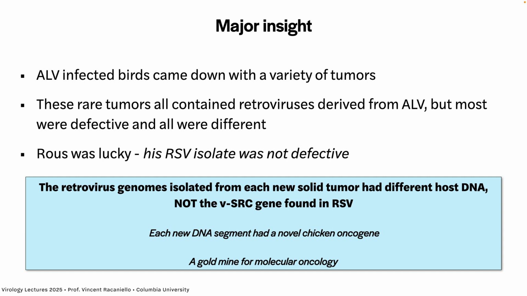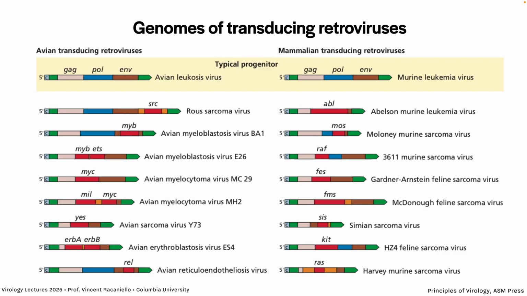Now, in RSV, Bishop and Varmus called the host gene SRC, for sarcoma. But all the other genes were different. So they're called oncogenes in the host, right? Which is not a good name because they're not there to cause cancer, but they do. So they called them oncogenes. And over the years, many people identified different oncogenes from chickens or other animals that develop tumors when infected with retroviruses. It's a complete gold mine for molecular oncology.